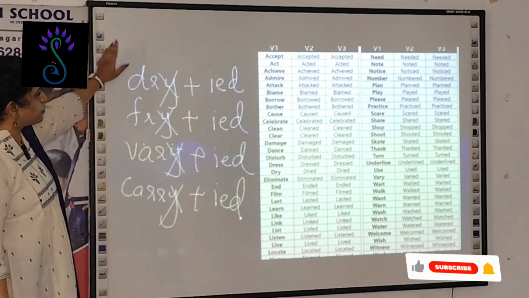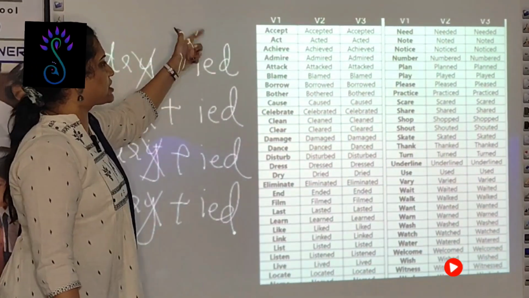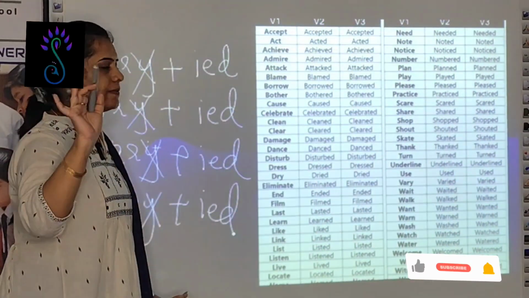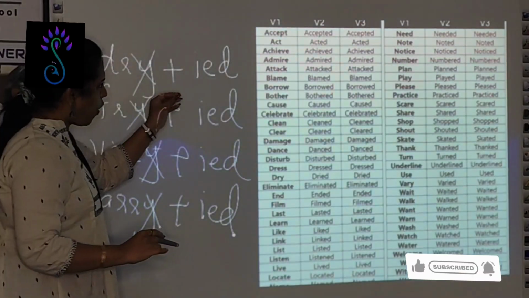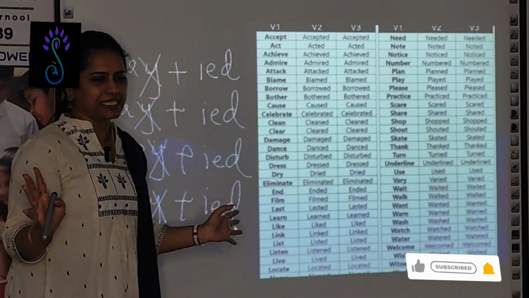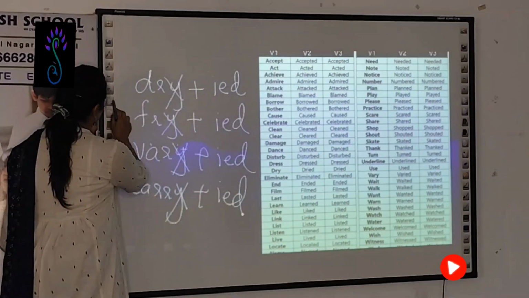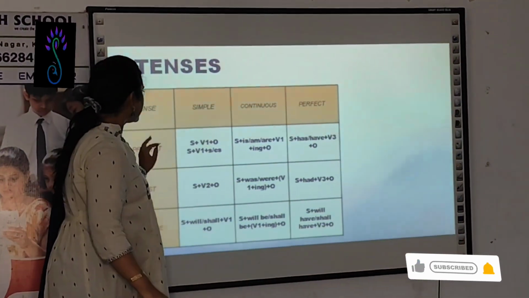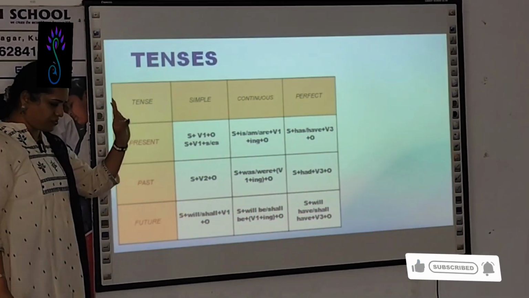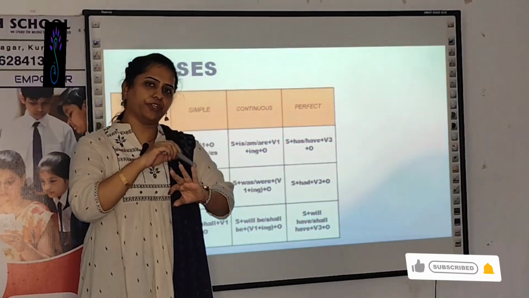For the verbs which end with t, add ed. For the verbs which end with e, just add d. This is the rule. If you know this, we'll move to tenses. Tenses are very easy. You need not worry about them. Now, tenses, there are generally three categories: present, past and future.